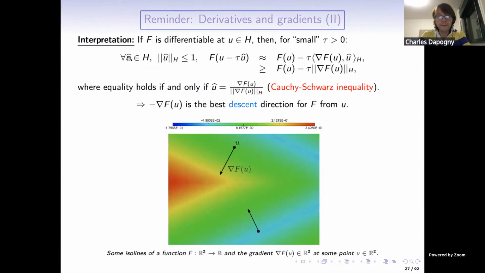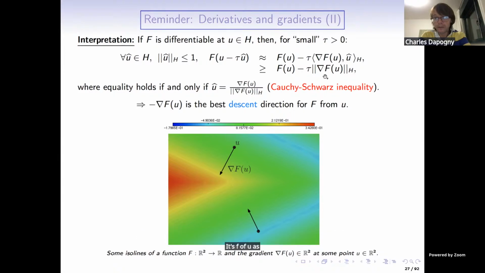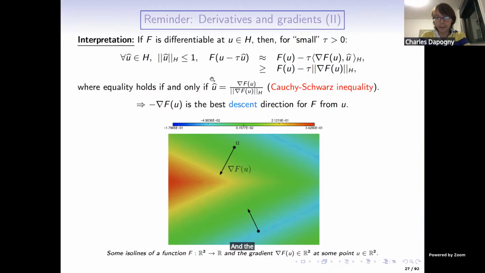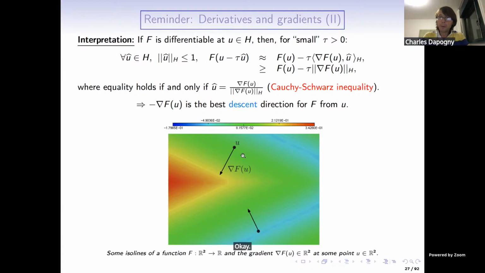The interpretation of this is that if f is differentiable, then we have a gradient. f at some point u minus a small step tau in the direction u hat here. It's f of u at order zero minus this quantity at the next order. And the Cauchy-Schwarz inequality shows that this is always larger than this quantity. And the equality only holds if and only if the direction is exactly the direction of the gradient. This says that minus the gradient of f is the best descent direction from f, starting from a point u. Okay, so these are pretty standard definitions, but they are going to be useful in a minute.